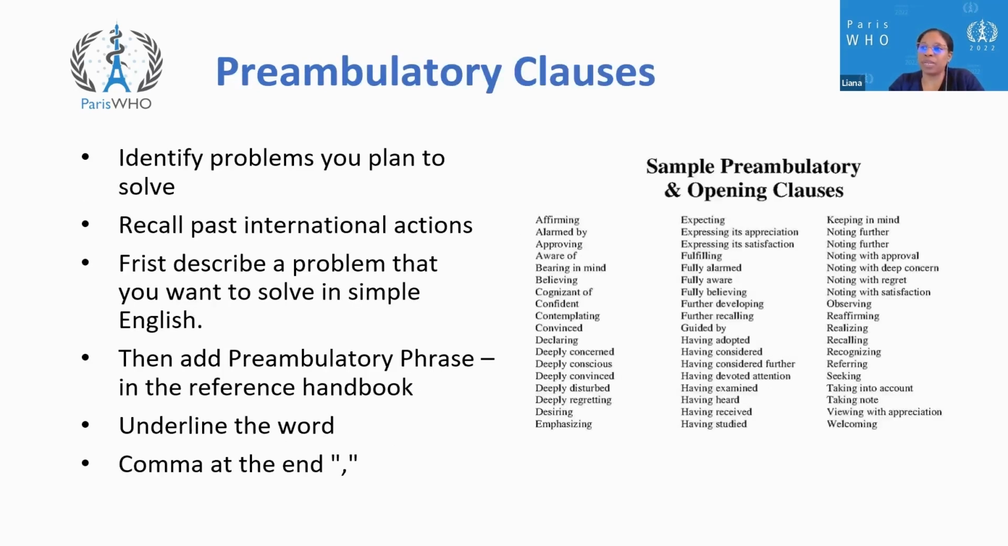So in the second part, you have the preambulatory clauses. This is where you identify what the problems are, what you need to solve for your region. So you can have a history of past international actions. You can describe a problem that you want to solve, using simple language. But on the right, you'll notice that there is a reference handbook, and these are terms that are traditionally used in writing preambulatory clauses. So you can take a good look at this.